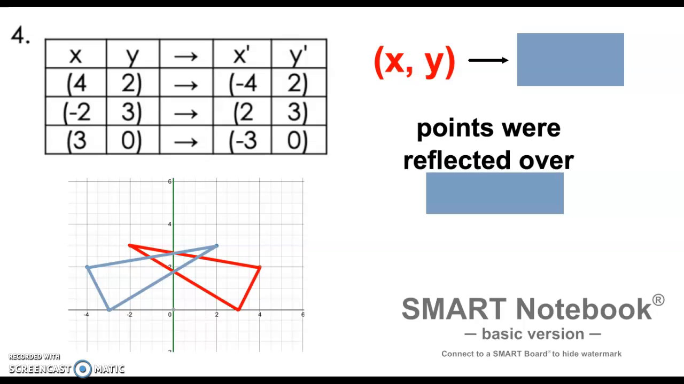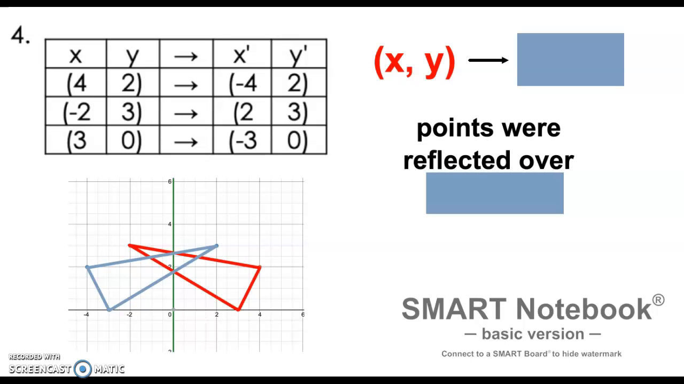And finally, number 4, we need to look again for a pattern. So 4, 2 turns into negative 4, 2. So this time it looks like we're taking the opposite of the x coordinate, and then the y coordinate is staying the same. Let's see if that works for other points.